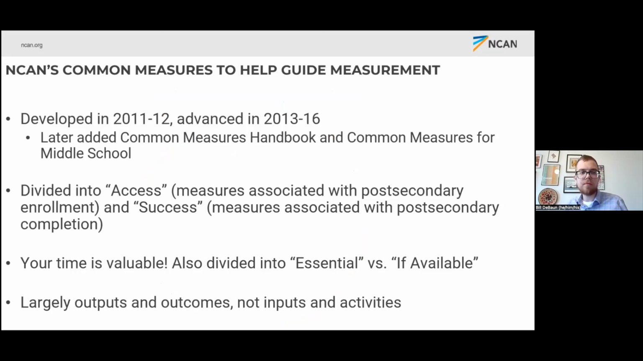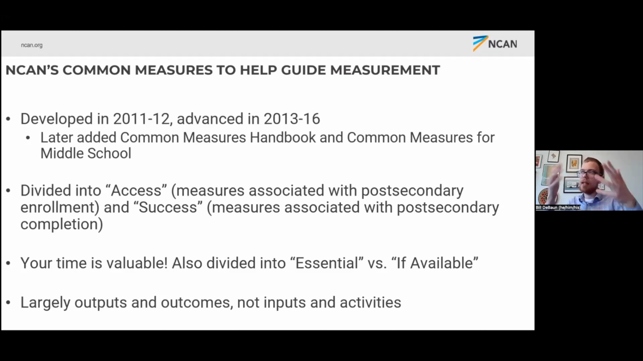And so NCAN convened a number of members, did a deep lit review, and tried to find, okay, what are the measures that NCAN members are using and that they believe move the needle? And then which of those measures are the ones that high quality research tells us are also connected to enrollment, persistence, and completion? And the middle of that Venn diagram, the member-backed and research-backed circles, whatever was in the middle, that wound up being our set of common measures. So I'm going to show you what the essential ones are in a second.